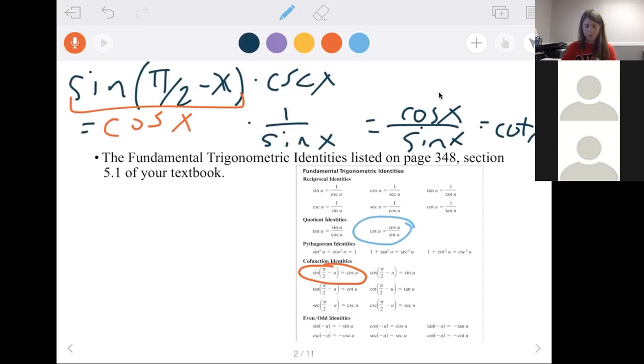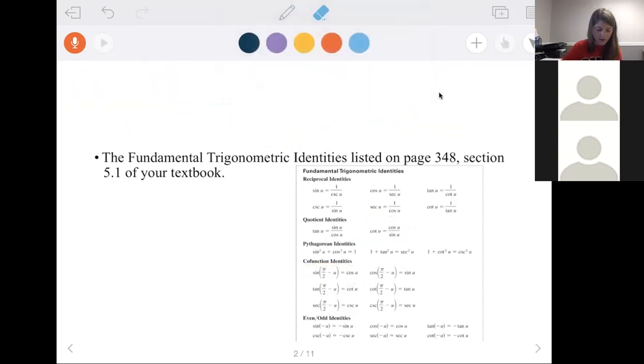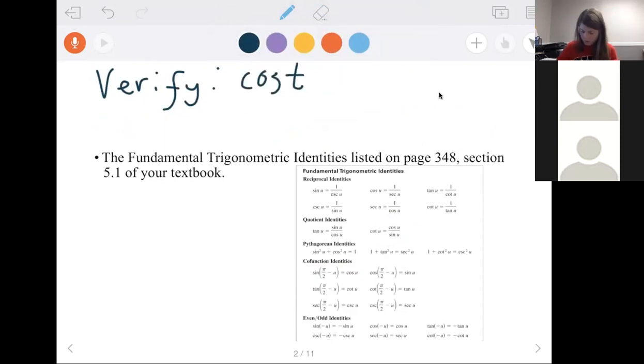Okay, let's take a look at one more. The last one that I want to look at was a similar idea, but it was actually in the 5.2 section, and it said to verify the identity. So let me write that out. They wanted us to verify that cosine of t times secant of pi over 2 minus t is equal to cotangent of t.